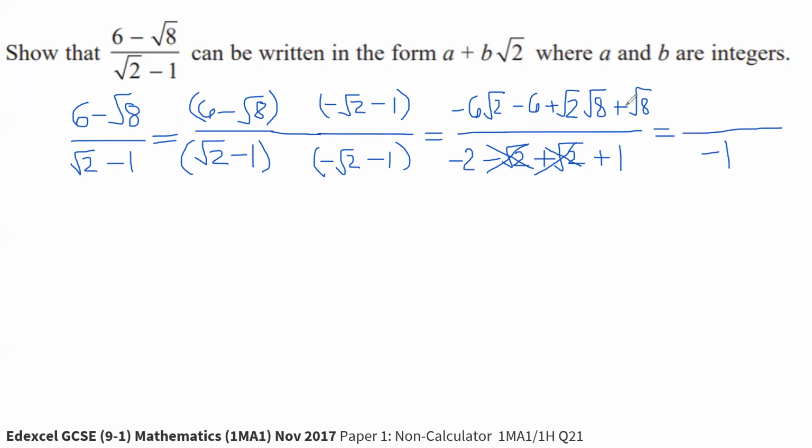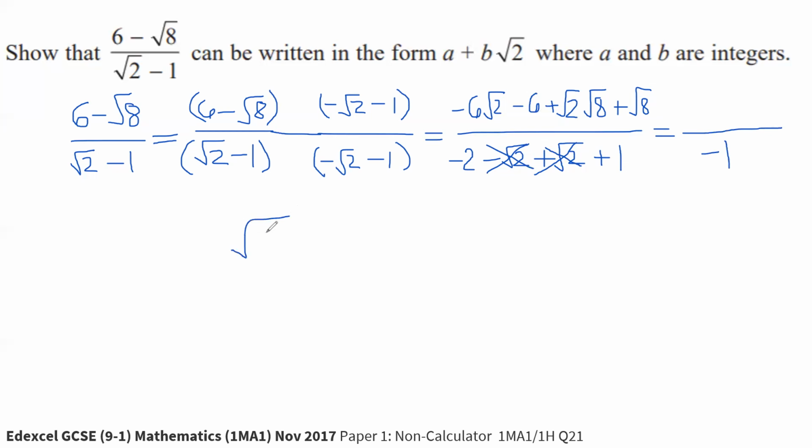Then if we look at the top, we've got some root 8s, we've got some root 2s. It's a bit of a mess really, isn't it? So if we tackle each of these separately, we'll simplify it out. So the minus 6 root 2, there's not a lot we can do with at the moment. Same for the minus 6, at the moment that's just stuck where it is.